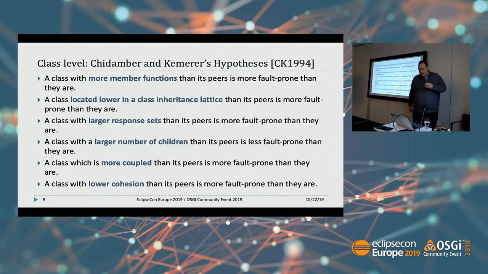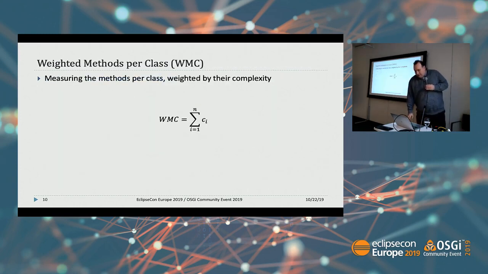So those were the hypotheses, and they led to a metric suite that is very well known as the CK metric suite. And still, a lot of tools will give you some variation of the metrics that these two people defined, right? So if you look a little bit more into the details, the first metric is called weighted methods per class, right? WMC. And WMC is essentially the sum of all the cyclomatic complexities of every method, okay?